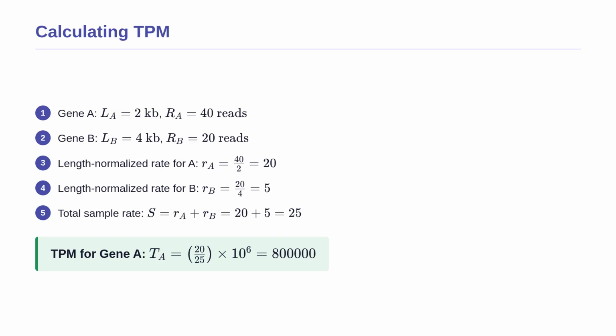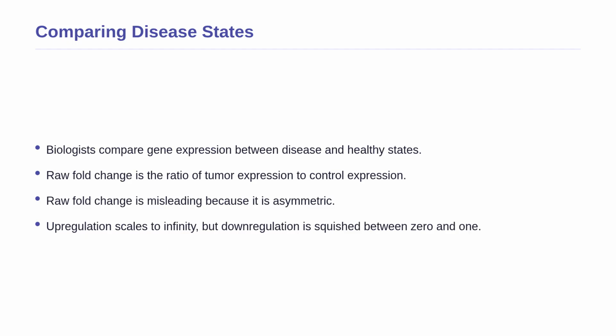Finally, we divide gene A's rate of 20 by the total of 25 and multiply by 1 million. The final answer is 800,000. This means out of 1 million transcripts, 800,000 belong to gene A. So we have successfully calculated the standardized expression for a single sample.